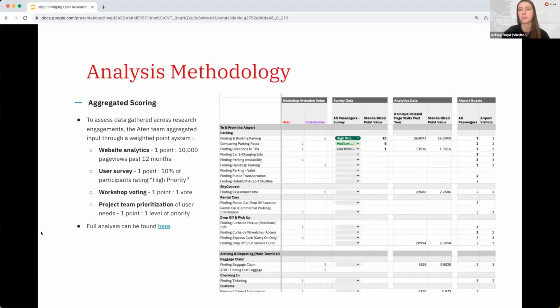So in order to pull together the conversations that we are having with real individuals, the priorities established across departments, user survey data, analytics data, we typically, for projects of this type, use a custom aggregated scoring methodology that standardizes how we quantify research findings and compare data across groups. So we use a weighted point system in this case, which includes website analytics having a point per 10,000 page views in the past 10, 12 months, and which proportion of users in our survey ranked a certain use case or need within the website as a high priority.